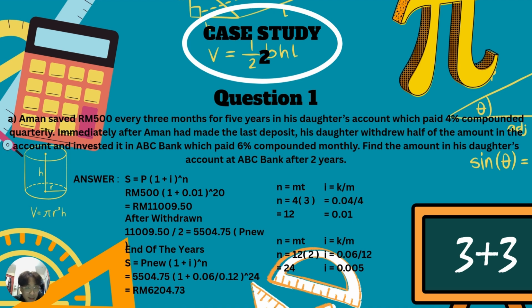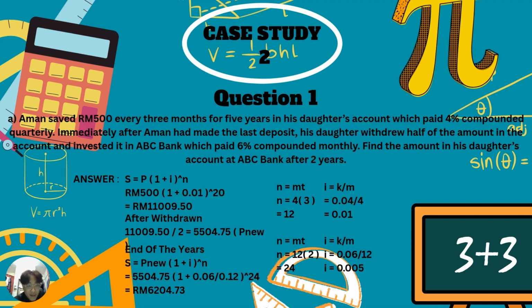So the method here is we need to put the 500 ringgit this Aman saved. Open bracket 1 plus 0.01 close bracket power 20. So how do we get the I? I we get from the I equal K divide M. So we get this K from 4%. This M we get from the compound quarterly. Compound quarterly means 12 divide 3. So we get 4. So the answer is 0.01.